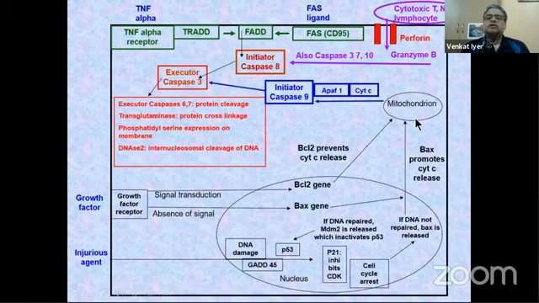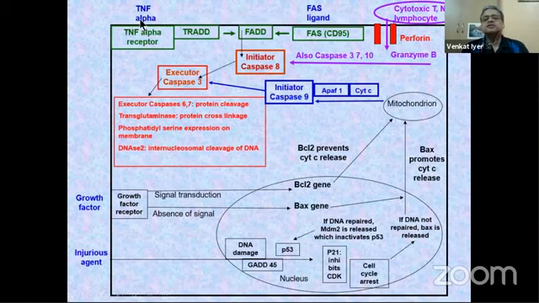Now, the end result is executor caspase activation, whose results we have already seen. So protein cleavage, cross-linkage, phosphatidylserine expression, and internucleosomal cleavage of DNA. We'll go into some more details subsequently. What activates executor caspase is initiator caspase 8 or 9. 8 is because of extrinsic signals.